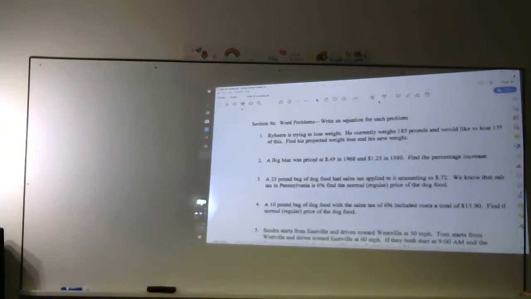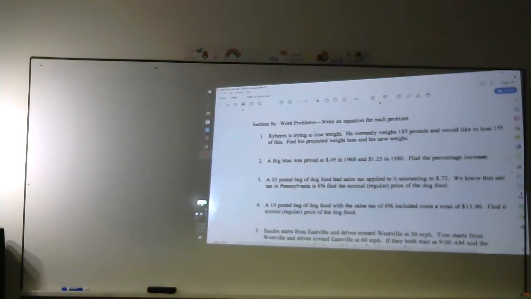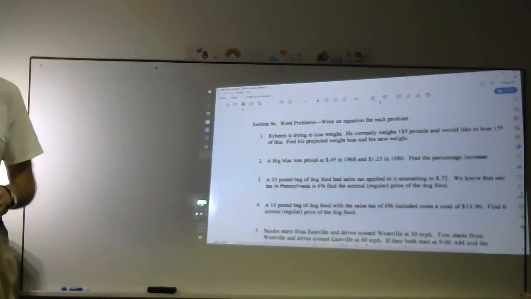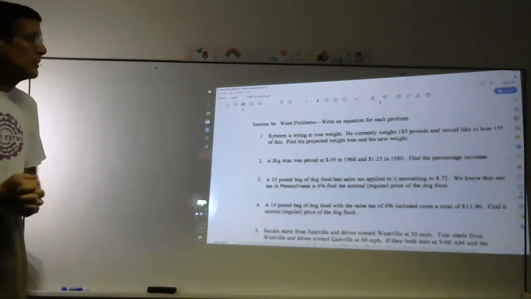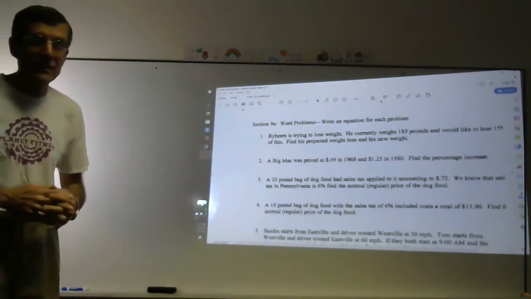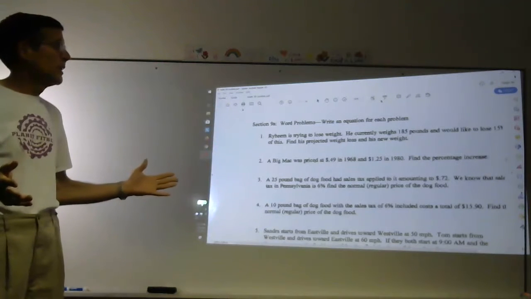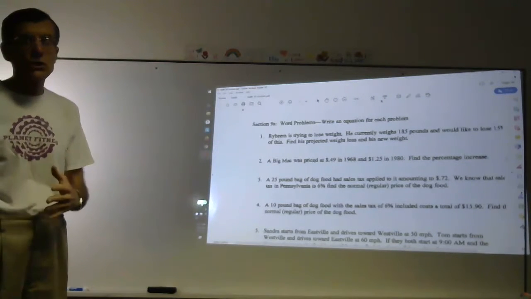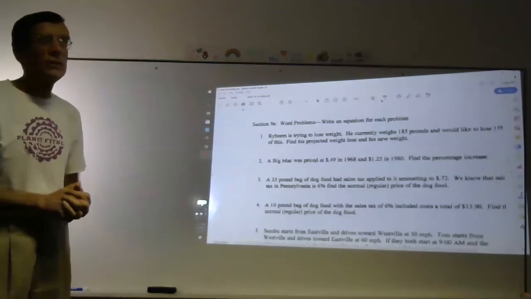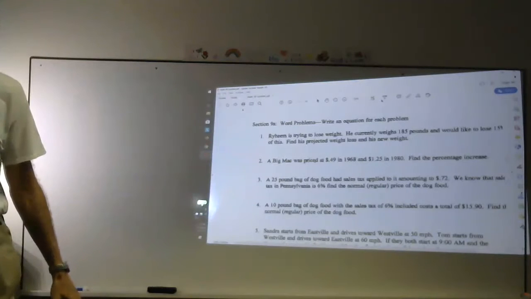I want you to be able to take what we have learned in this course, look at a situation, translate it to algebra, and then solve the problem. I'm going to go through these problems. These are significantly more difficult than the ones we did last time. I'm going to set up an equation for each problem, assuming that we all know how to solve equations. Solving the equation is not the difficult part.